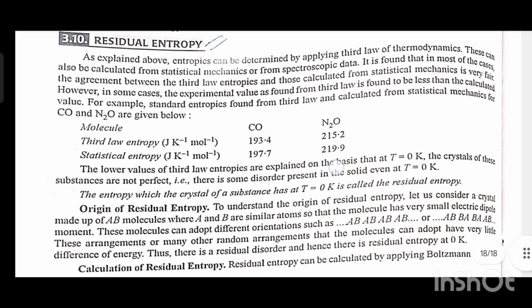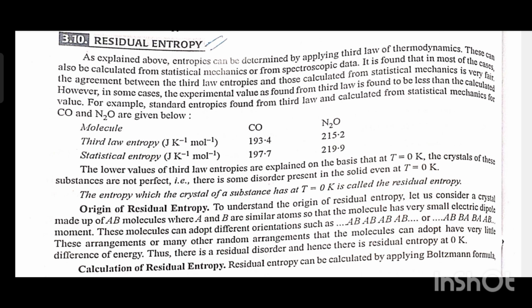As explained above, entropy can be determined by applying the third law of thermodynamics. These can also be calculated from statistical mechanics or from spectroscopic data. It is found that in most of the cases, the agreement between the third law entropy and those calculated from statistical mechanics is very fair. However, in some cases, the experimental value as found from the third law is found to be less than the calculated value. For example, standard entropies found from the third law and calculated from statistical mechanics for CO and N2O are given below.